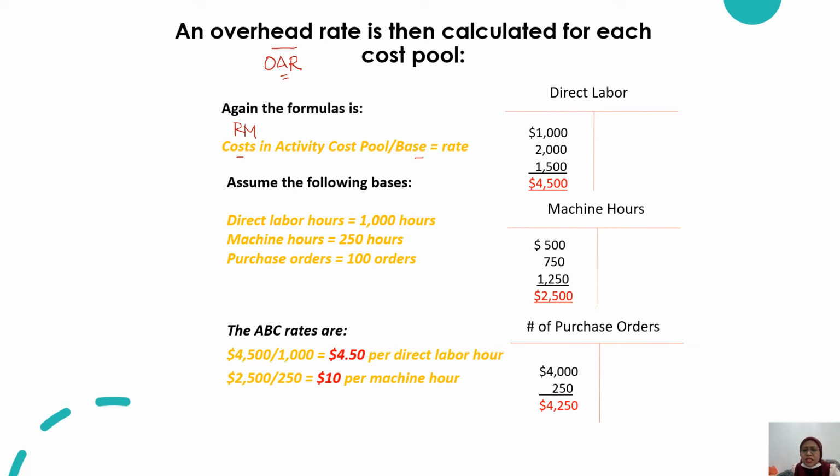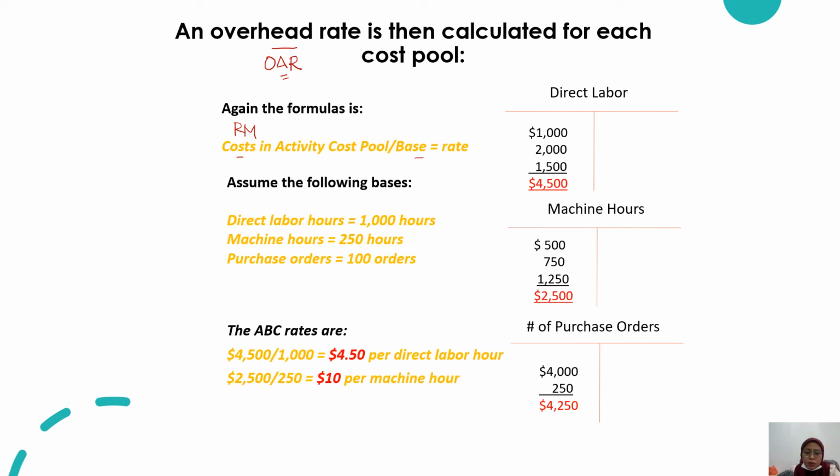So let's assume the following basis. Usually the basis will be given by the question. Total direct labor hours is 1,000, so this relates to direct labor. Machine hours 250 hours, it's related to machine hours. And then purchase orders, 100 orders, related to number of purchase orders.